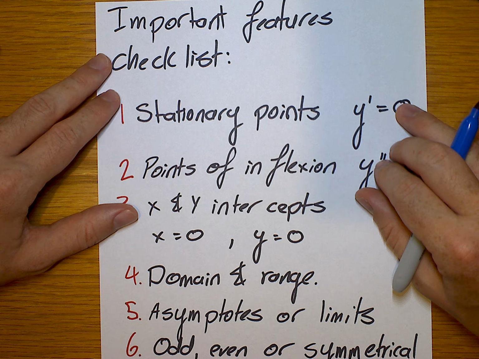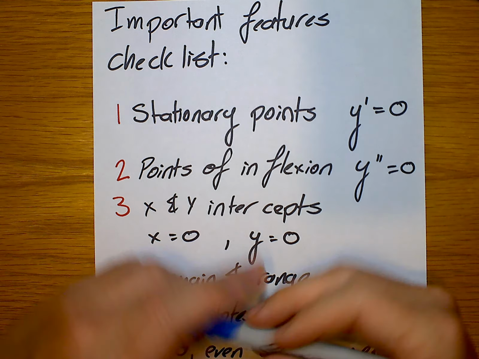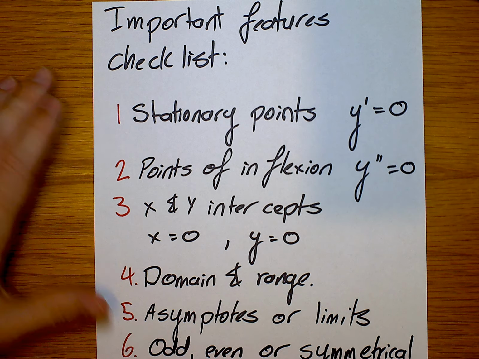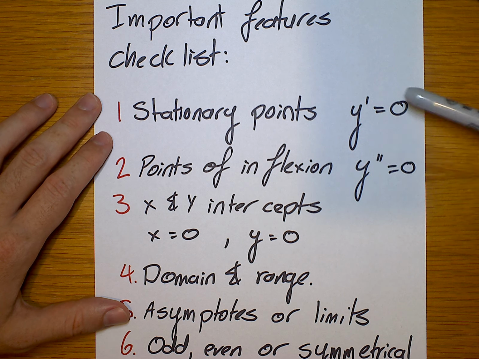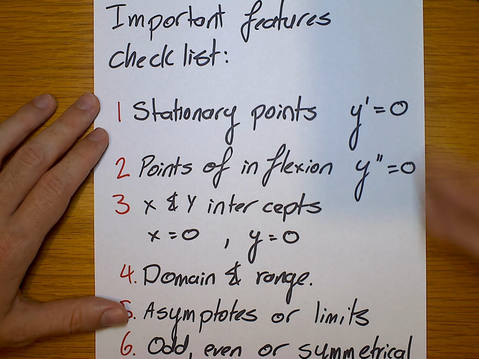Now, it's important to have a bit of a checklist when we're doing this. So these are 7 things you want to find. So important features, checklist. And I want you to try and go through all of these and tick them off as you go through each one of these functions and try to sketch it.